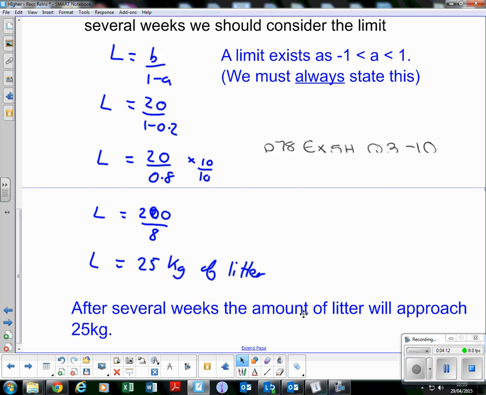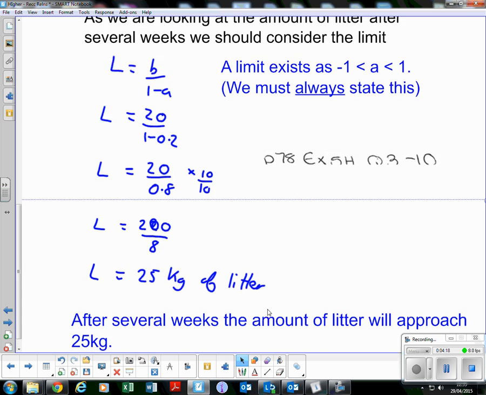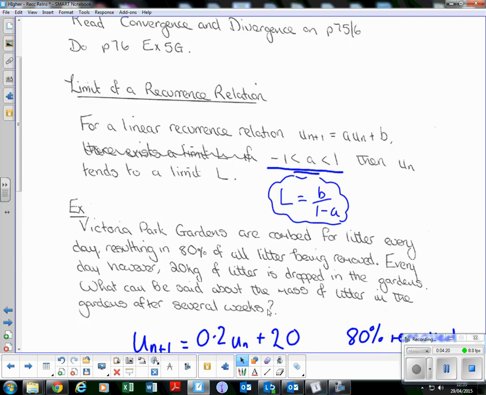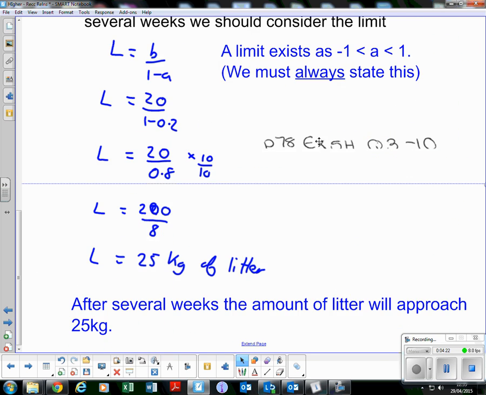So after several weeks, the amount of litter will approach 25 kilograms. That is the long-term limit, and that is how to find the limit of a recurrence relation. So have a go at these questions here, 5H, questions 3 to 10 from your Heinemann textbook.